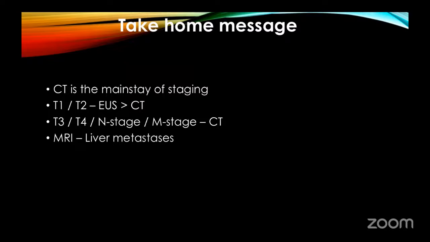MRI could be done for indeterminate liver lesions as a problem solving modality. Otherwise, MRI really has no role. Recently, there has been talk of MRI to look for peritoneal metastasis, not just in gastric, but in other cancers as well.